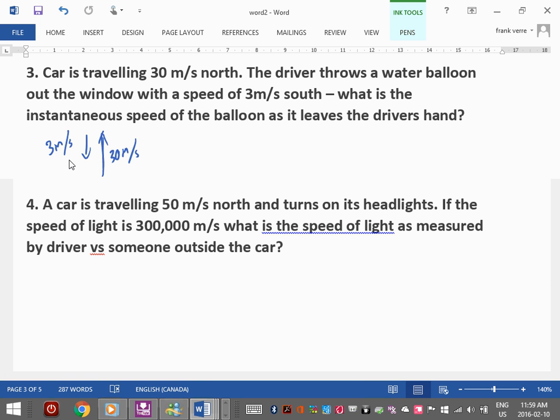0. But if you were an outside observer, watching this water balloon being held in someone's hand, it's moving, because the car is moving. So the balloon has a speed of 30 meters per second north. If I drop that balloon, it's going to fall to the ground, but it's also going to move 30 meters per second north. If I throw it out the window, though, the speed of the water balloon will have to be the sum of those two speeds. Because it's initially going 30 meters per second north, but then I toss it 3 meters per second south. So the combined speed to an outside observer would actually be 27 meters per second north. Okay?